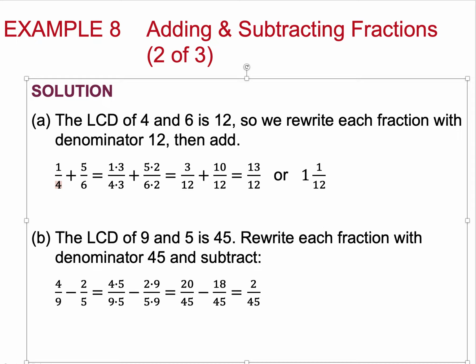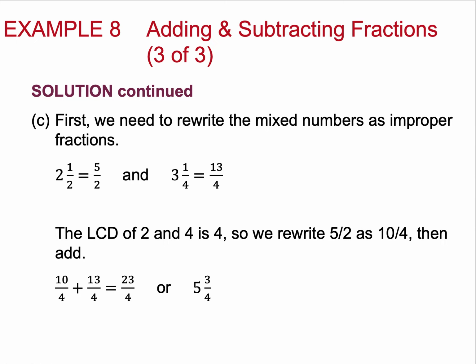In the next example, I have 9 and 5. So I'm going to go through the multiples in 9 and 5, and I see that they don't line up until you get to 45. So that means I'm going to multiply 4/9 by 5 and 2/5 by 9. And when I do that, I get 2 over 45, which cannot be further reduced.